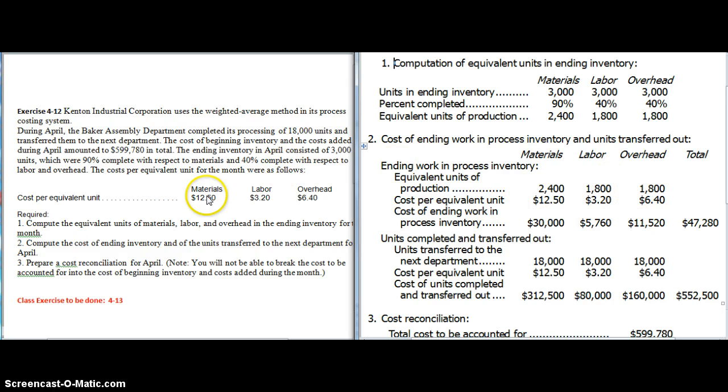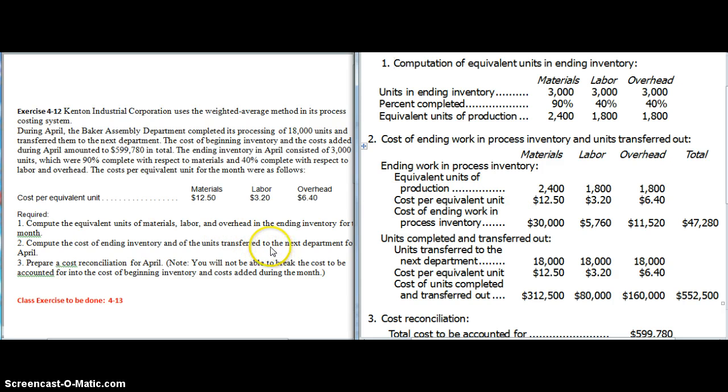The cost per equivalent unit would be brought down from the question, which is 12.5 for material, 3.2 for labor, and $6.4 for overhead. Therefore, your total cost in the ending work in process inventory would be 2,400 multiplied by 12.5, which is $30,000. For labor, it is 1,800 multiplied by 3.2, which is $5,760. And for overhead, it would be $11,520. To get the total cost of the ending inventory, add up all three costs that you have calculated, and it gives you $47,280.